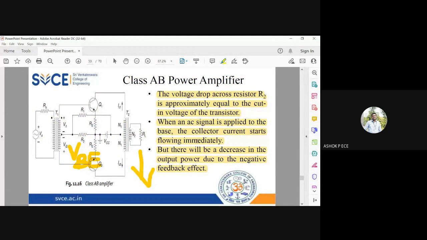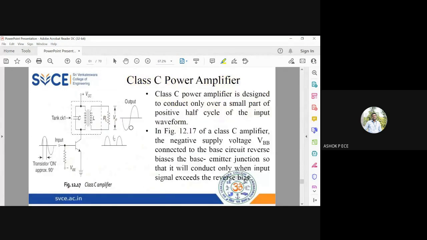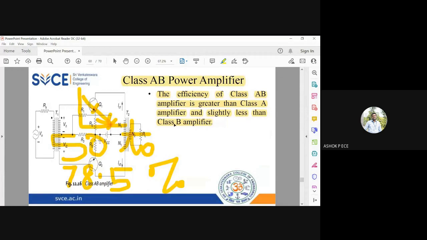Circuit wise, there is only one change. I'm going to add resistances R1, R2 and RE. Otherwise, if you compare the circuit of class B and class AB, it's going to be exactly the same. There is no difference in your circuit. Any queries in class AB power amplifier?